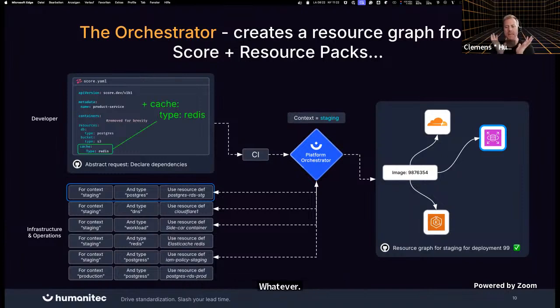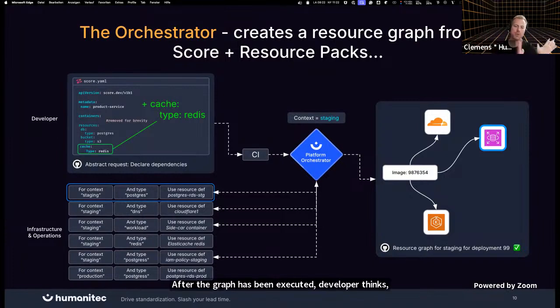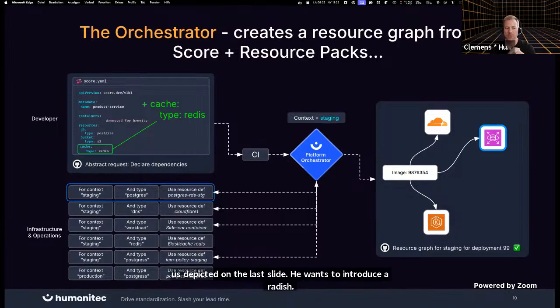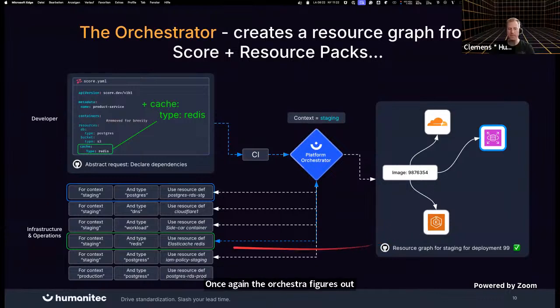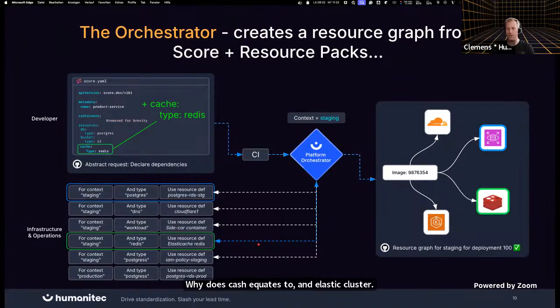Right. But now the next thing comes around. After the graph has been executed, the developer thinks, okay, that worked so well, I want a new revision. And now, as depicted on the last slide, he wants to introduce a Redis cache. So add it to the Score file, cache type Redis. What happens next is that it goes through CI again, and a new image is built. Once again, the orchestrator figures out what the right resource definition would be. And this time it finds out, okay, in staging, Redis cache equates to an ElastiCache cluster. Okay, cool. So the resource graph is enhanced through that node.